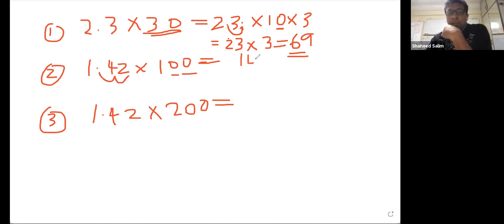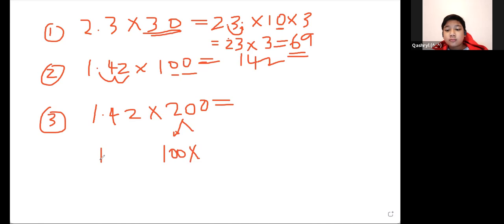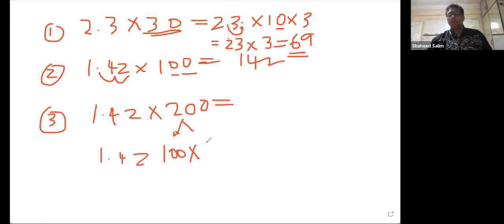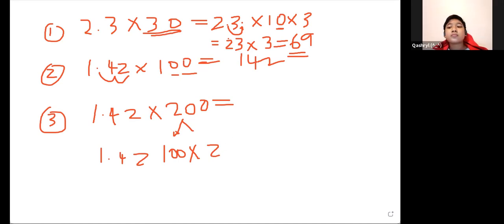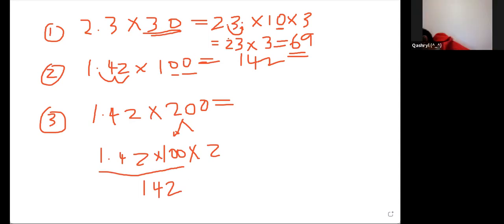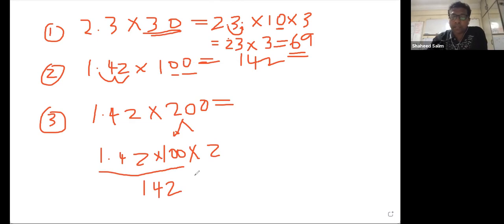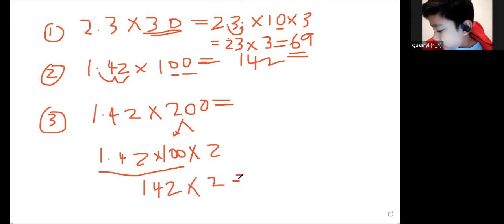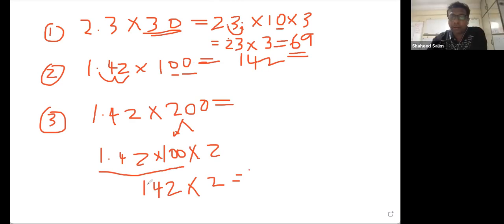142. Good. So now the next one, Umaira. This 200 we can change to 100 times 2. Good. So the first one you have already done, 142 times 100. You got 142, correct? Now you need to times 2. We can do this mentally. 142 times 2. 1 times 2 is 2. 4 times 2 is 8. 2 times 2 is 4. Okay, that's your answer.